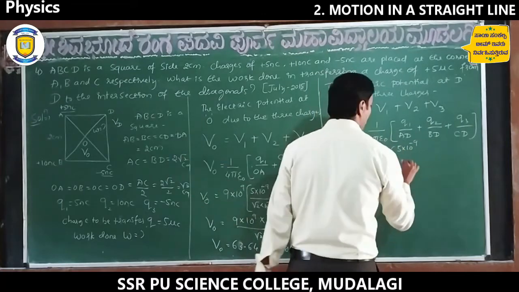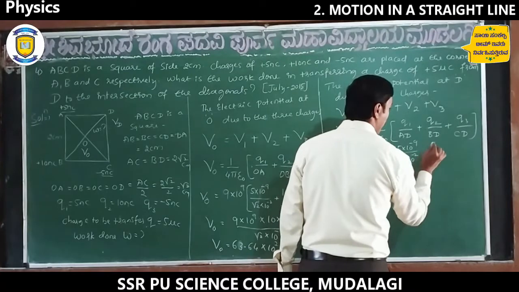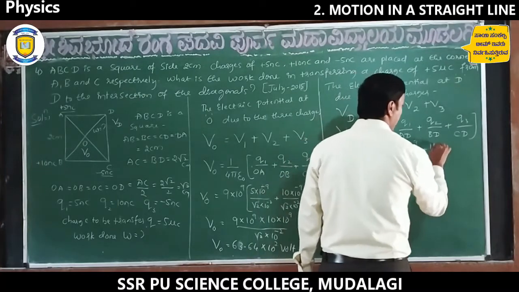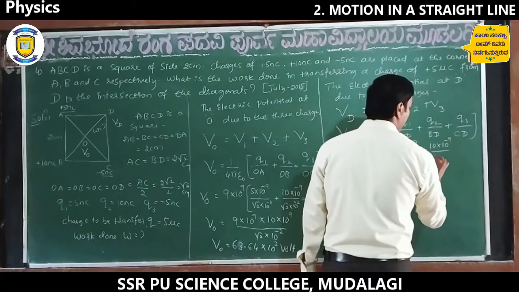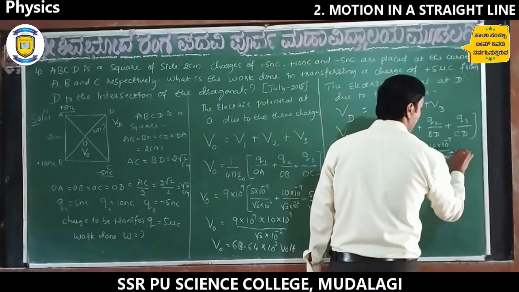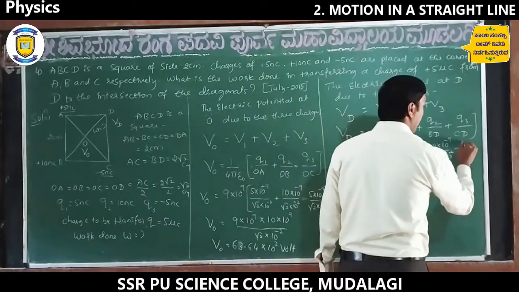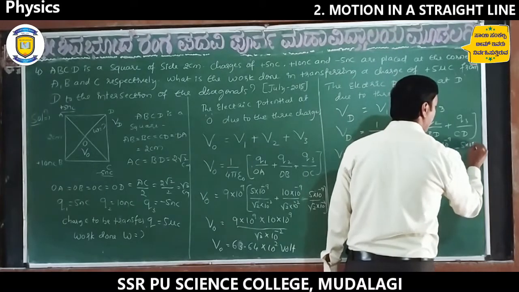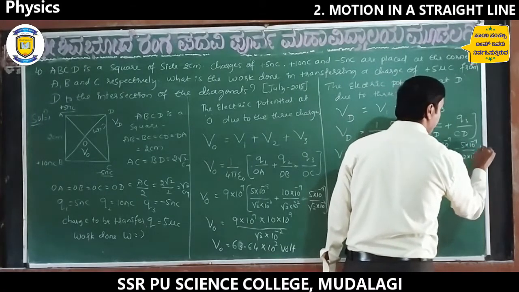AD is to the power 2 centimeters, 2 into 10 raised to minus 2, and number 6 per by 2. Plus Q2 is to the power 10 into 10 raised to 9 minus 9, divided by 2 root 2 into 10 raised to minus 2. Other plus, so last term Q3 minus, other so minus 1 is 5 into 10 raised to minus 9 divided by 2 into 10 raised to minus 2.